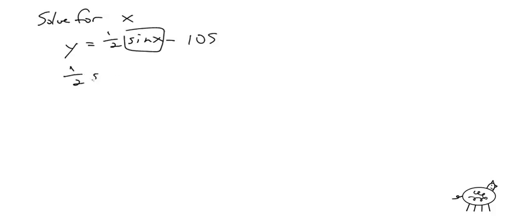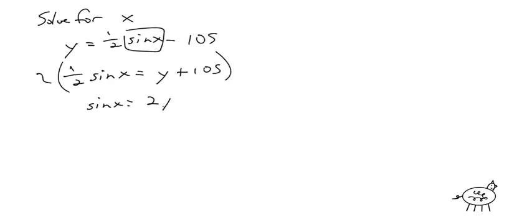I get 1/2 sine of x equals y plus 105. Then I can multiply everything by 2, so you get sine of x equals 2y plus 210.